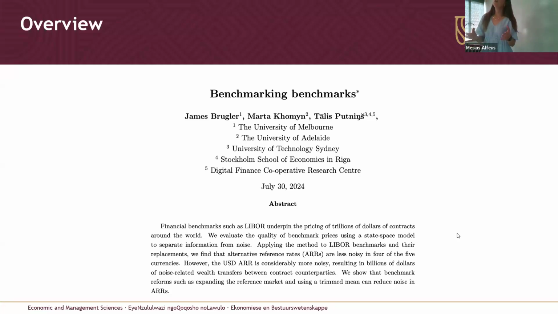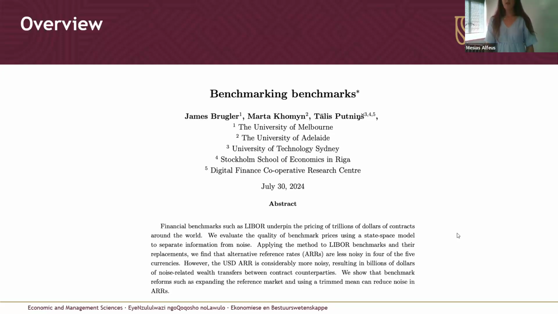In doing this, we are looking specifically at the noise in the benchmarks and trying to determine if there's less or more noise in the new benchmarks compared to the previous. We do this using state space modeling, applying a Kalman filter algorithm, and then comparing some metrics that I'll go through.